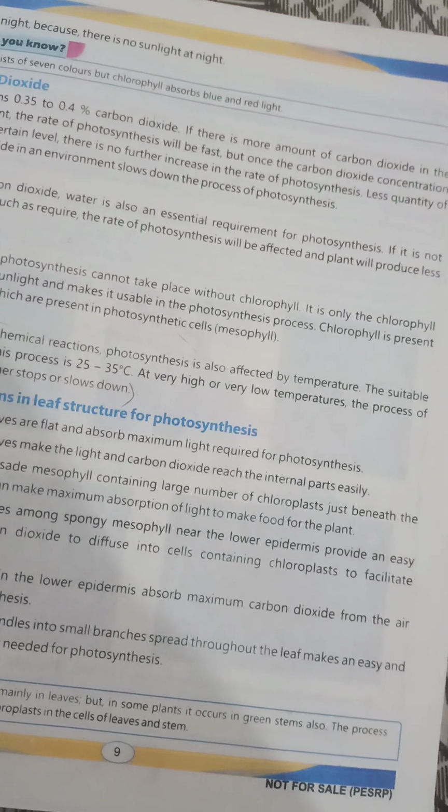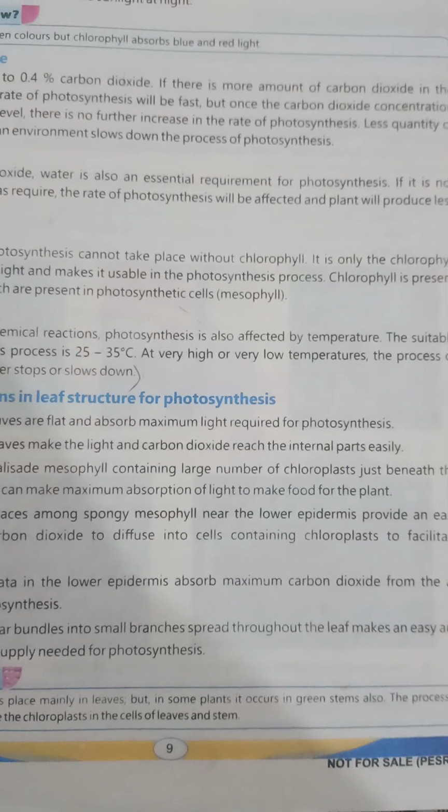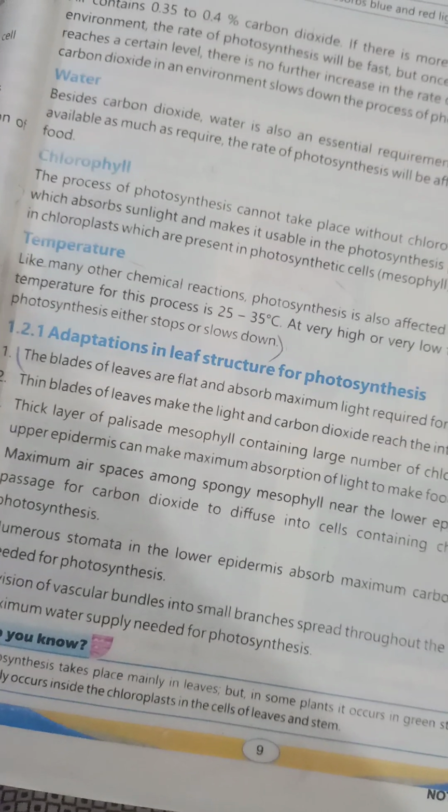Temperature. Like many other chemical reactions, photosynthesis is also affected by temperature. The suitable temperature for the process is 25 to 35 degrees Celsius. At very high or very low temperature, the process of photosynthesis either stops or slows down.